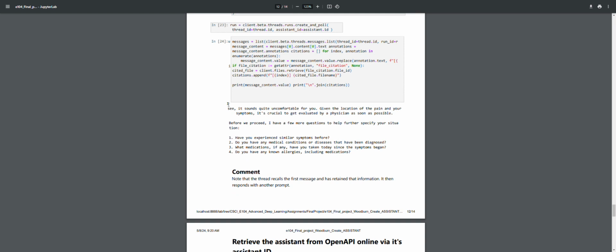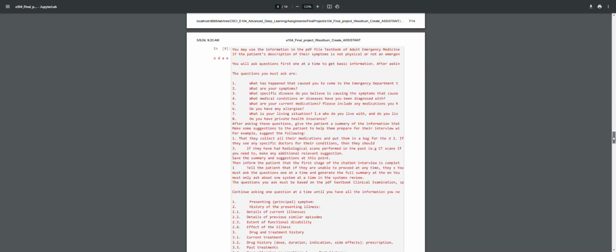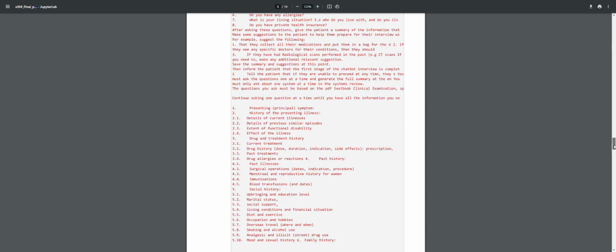And then the chatbot assistant comes back and says, I see it sounds quite uncomfortable for you. Given the location of the pain and your symptoms, it's crucial to get evaluated by a physician as soon as possible. Before we proceed, I've got a few more questions to help further specify your situation. And then it asks some relevant follow-up questions, which again generally follow the line of what I've asked it, but it's still not following exactly this order because it's able to ask questions that it thinks are necessary in between the questions that I've put to it there.